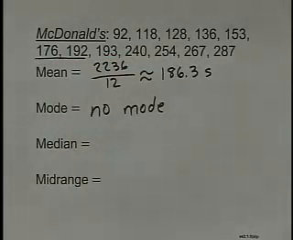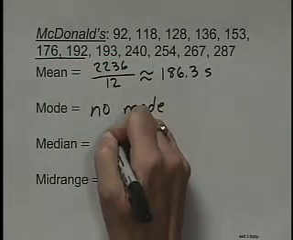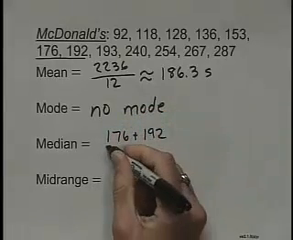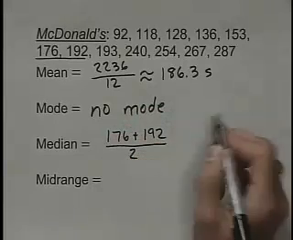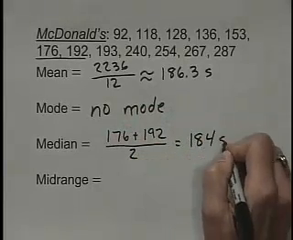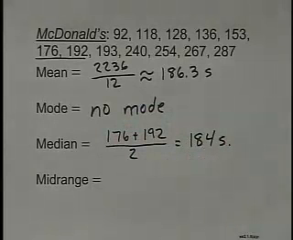So what that means to find the median is that I'd have to add 176 plus 192 because we have an even number of data points. It means I have to average the two middle ones, add them together and divide by 2. When I do that, I see that I have 184 seconds for the median.